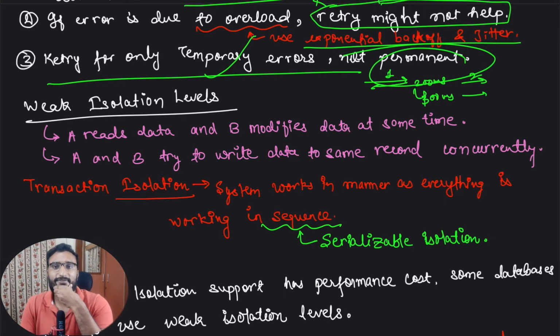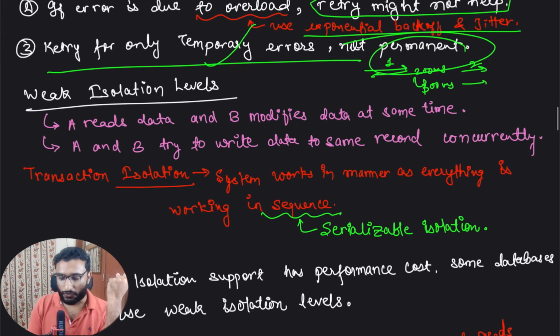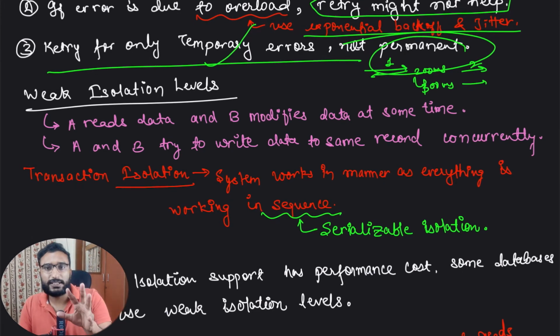there could be a possibility that our use case is feasible with a weak isolation level, we don't require a strong isolation level. So we will discuss both the weak isolation level and the strong isolation level.